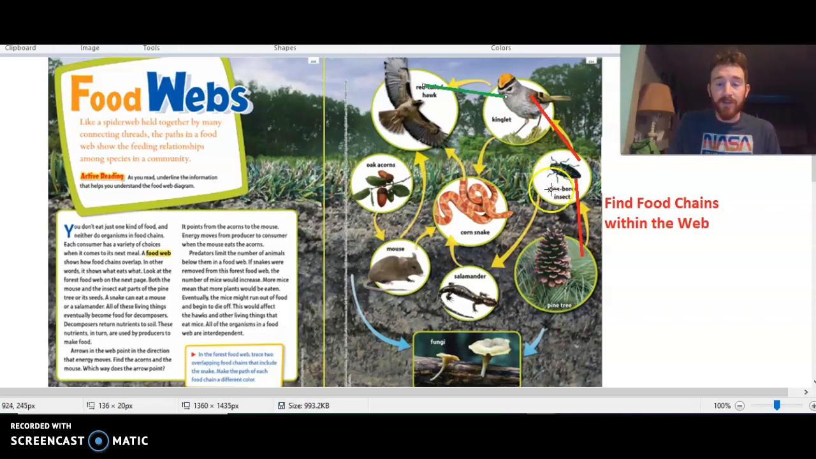Now again, a food web shows a lot of different food chains. So we could also have a situation, I'm going to switch to a dark blue color. We could have the pine cone get eaten by the pine borer insect, and then we see another arrow going down here to the salamander, and then the salamander can get eaten by the snake, and then that snake can get eaten by the red-tailed hawk. Okay, so there we have a lot of different things going on. So again, red is one food chain, blue is another. Actually, I see that just changed colors on me.